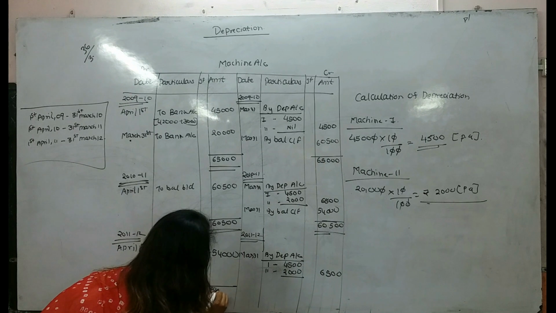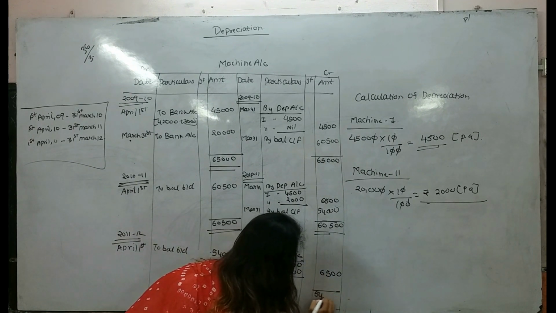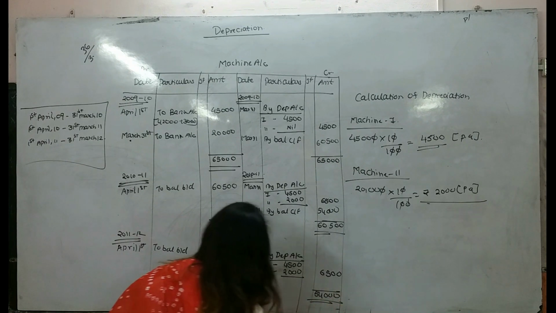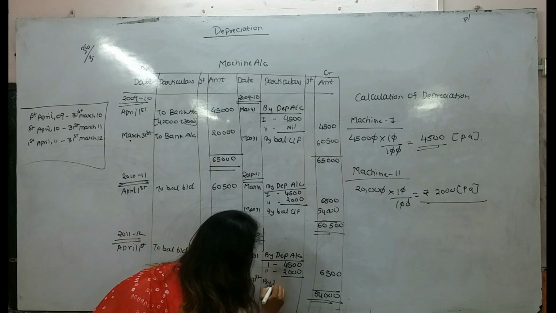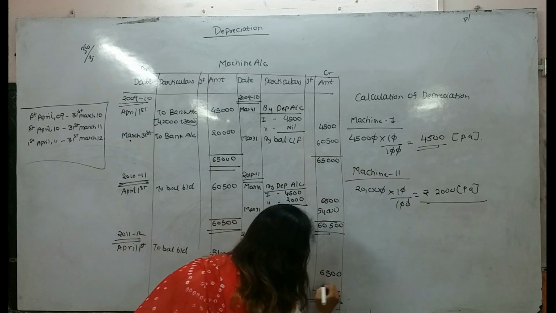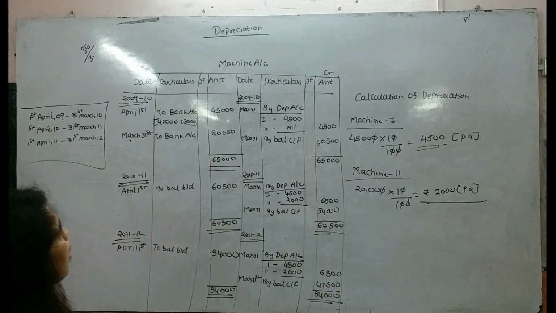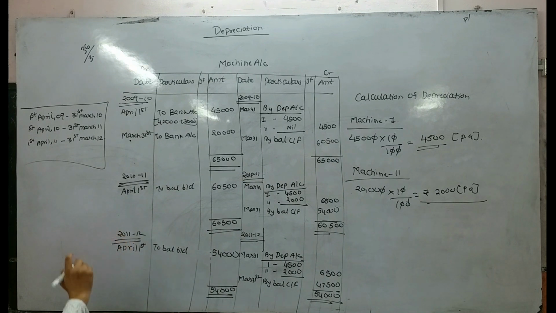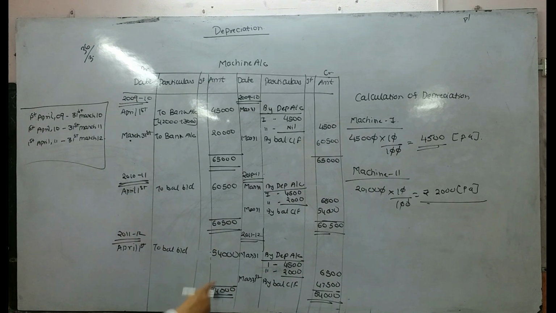So 54,000. On March 31st, the value of the asset will become 47,500. Okay, when we purchased the asset, the total value of the asset was 65,000. After using it for 3 years, our asset value is becoming 47,500.